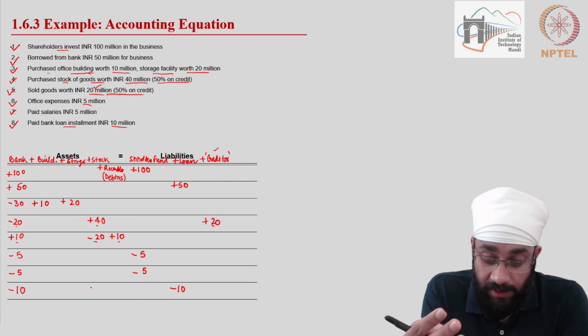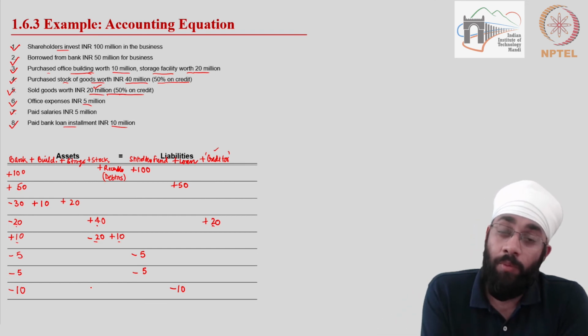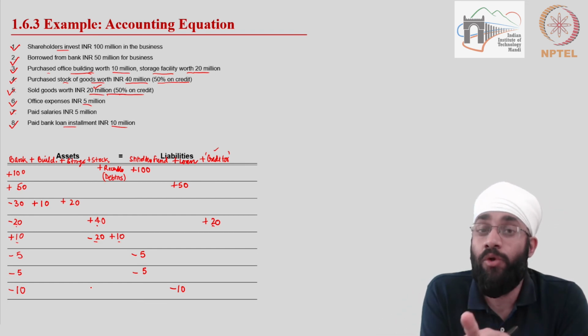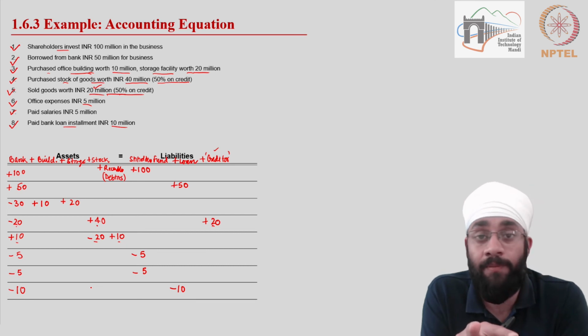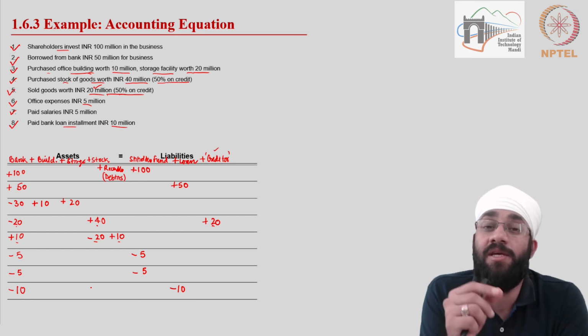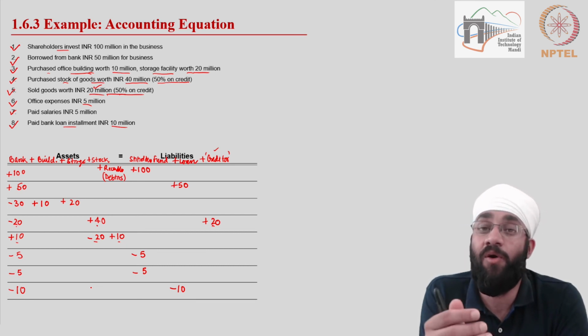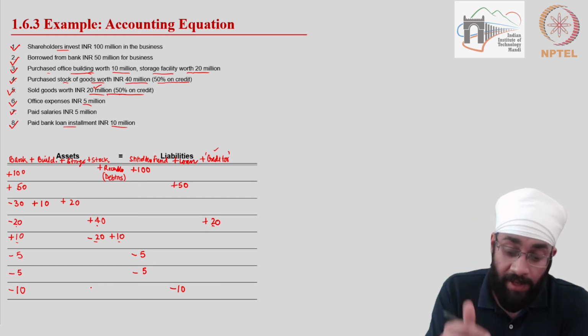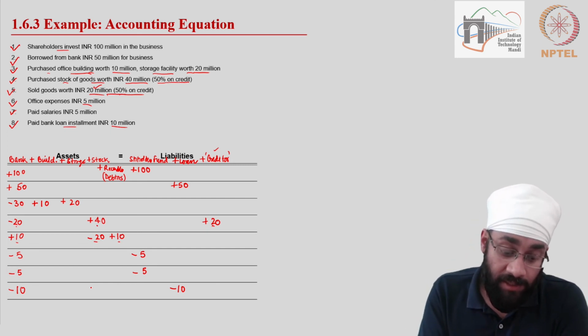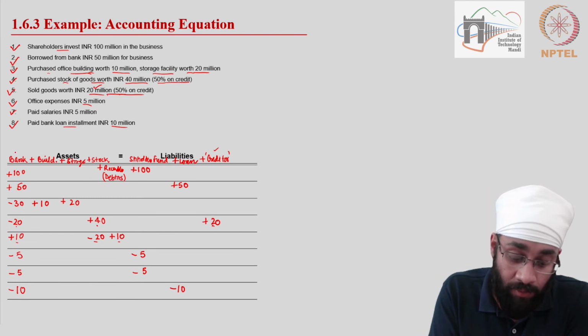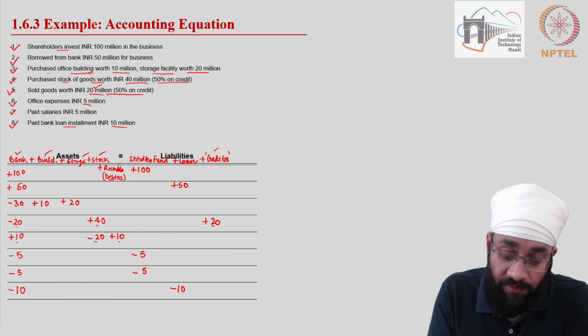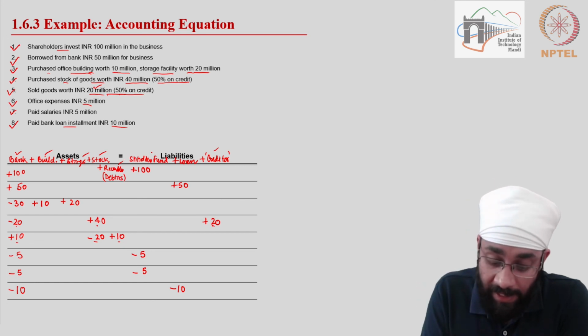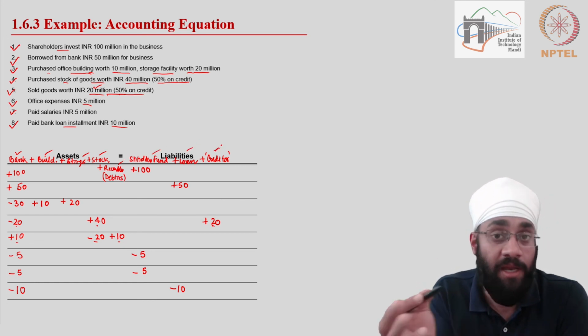So this is how the accounting equation works. No matter what the transaction is, it is going to affect one or both sides of the equation in such a way that the equation is always going to hold. And at the end of these 8 transactions, what you have is 1, 2, 3, 4, and 5 different assets and 3 types of liabilities.